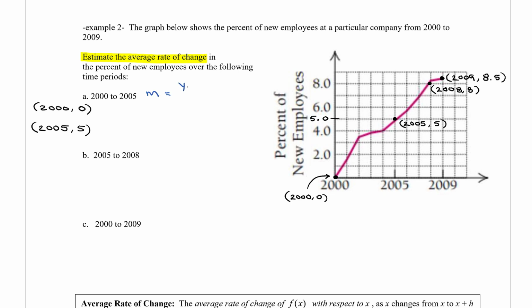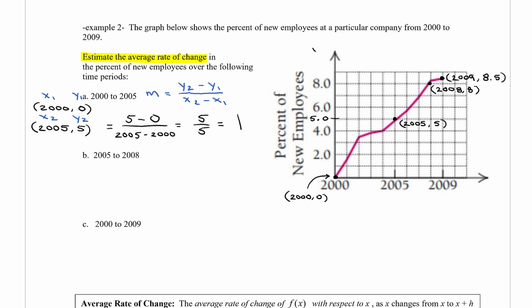I've written down the formula for slope, which is m equals y sub 2 minus y sub 1 over x sub 2 minus x sub 1. For the ordered pair 2000, 0, I'm going to label the x-coordinate 2000 as x sub 1, and for the y-coordinate of 0, I'm going to label that as y sub 1. For the next ordered pair 2005, 5, I'm going to label the x-coordinate 2005 as x sub 2, and the y-coordinate 5 as y sub 2. Now I'm going to write here that this is going to equal 5 minus 0 over 2005 minus 2000. I'm substituting into the formula for slope, and this will simplify to 5 over 5, which is equal to 1.